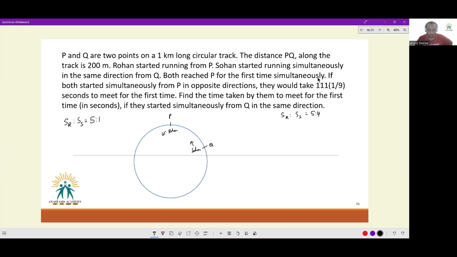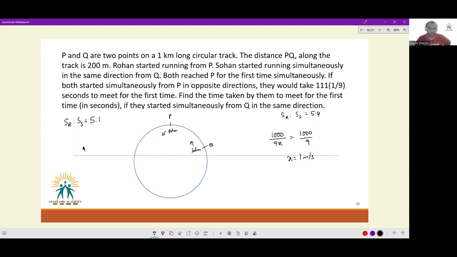Both reach P for the first time simultaneously. If both started simultaneously from P in opposite directions, they would take 111 seconds to meet for the first time. Under this working, if I take speed of Rohan as 5x and speed of Sohan as 4x, for them to meet, they would have cumulatively traveled 1000 meters. 1000 meters traveled at the rate of 9x is equal to 111 which is 1000 by 9 only, which means x is equal to 1 meter per second. Speed of Rohan is guaranteed to be 5, speed of Sohan is guaranteed to be 4.